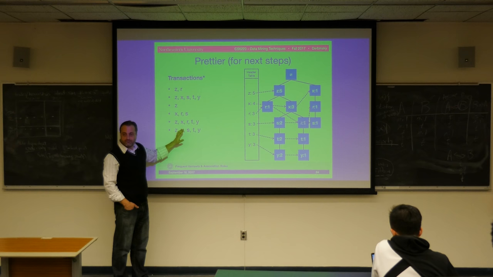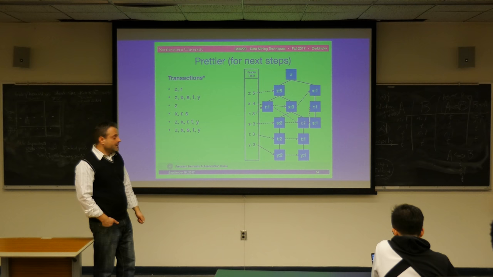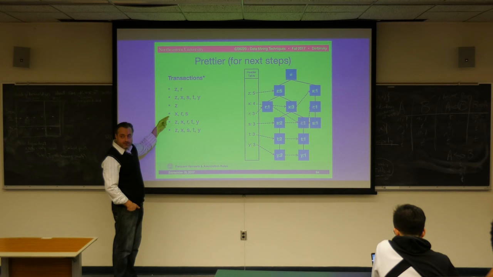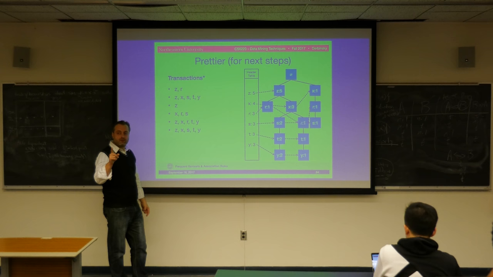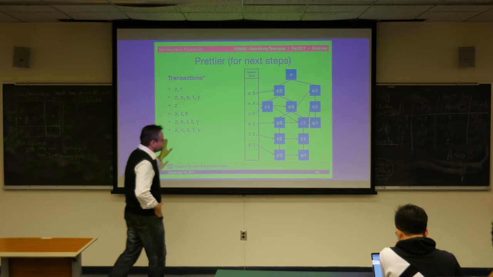So we need to sort every transaction at first? I think this is sorting all of them, with Z at the top, which has the most frequent item. Is it necessary to do so? I don't think it's necessary. I think you get the tree anyway.